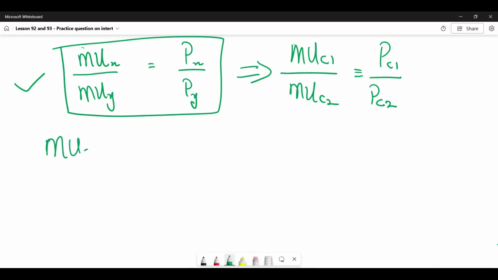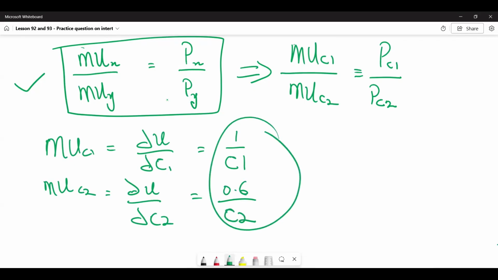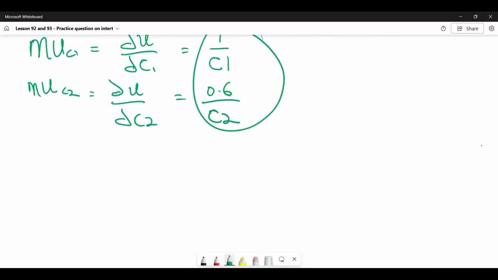Marginal utility of C1 is the differentiation of the utility function with respect to C1. So this is 1 divided by C1. Then the marginal utility of C2 is differentiation of the utility function with respect to C2. This is 0.6 divided by C2. So let's use this information to write our tangency condition.